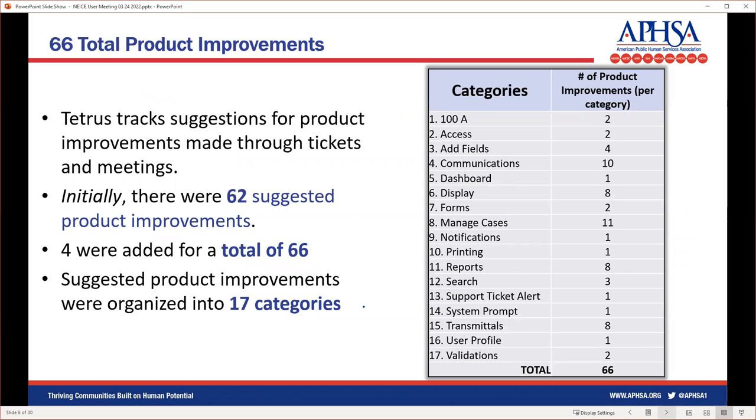So we're just going to do a quick overview of how we got to that list. Again, Tetris tracks all of the suggestions made for product improvements. Initially, we had a list of 62, and then we added 4 more, but we took the 66 and categorized them by commonalities. So if it was about the dashboard, or about reports, or transmittals, as you can see, there were several with transmittals. Here's how they fell into the categories, and you see the total of 66 there. Any questions about that before I move on? Jump in and interrupt me if you have a question.